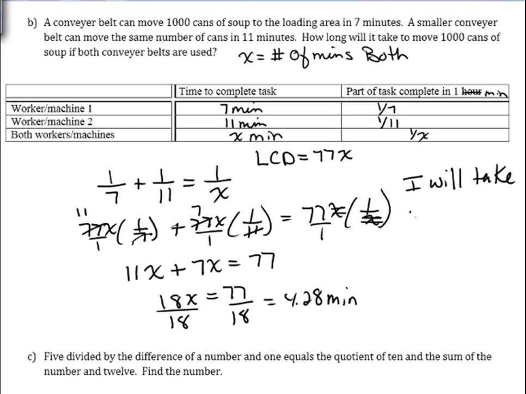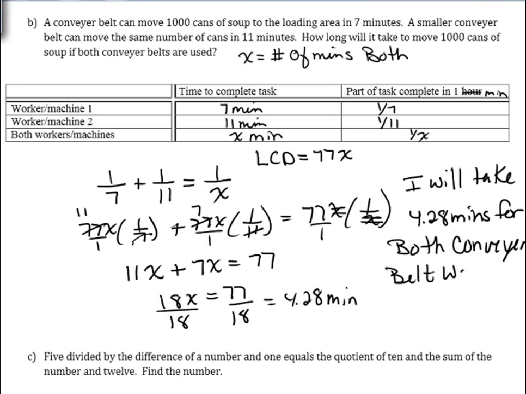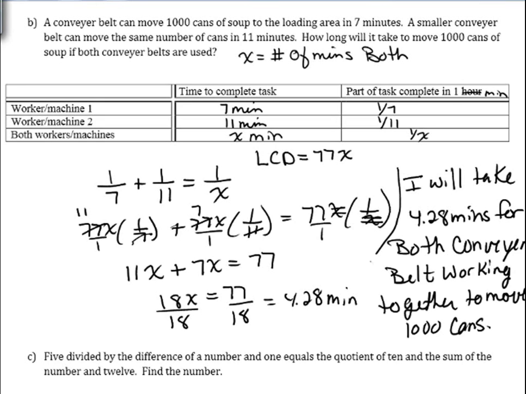So it will take 4.28 minutes for both conveyor belts working together to move 1,000 cans. And so there's our sentence answering our question.